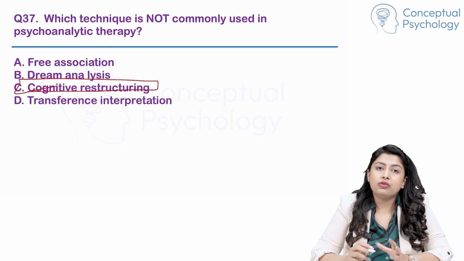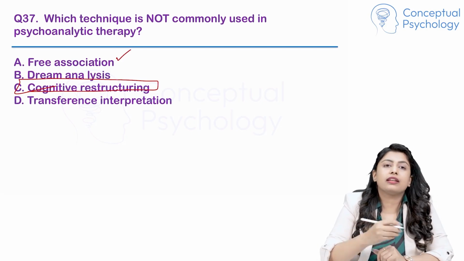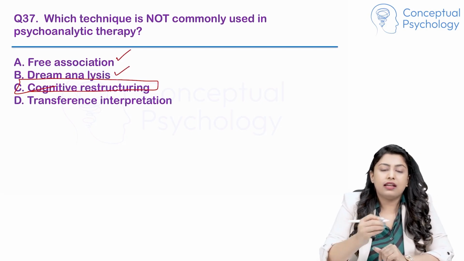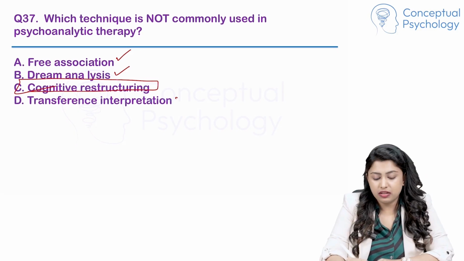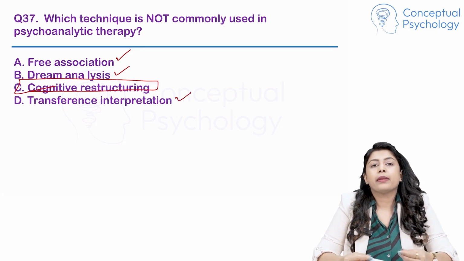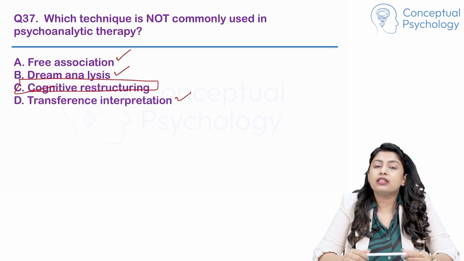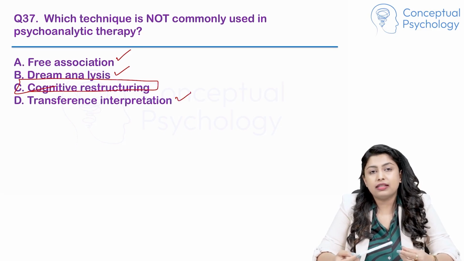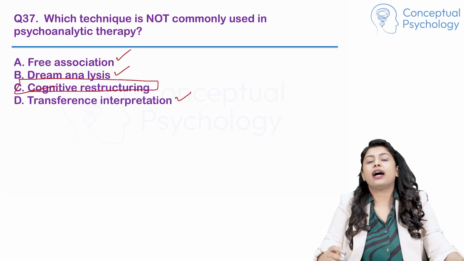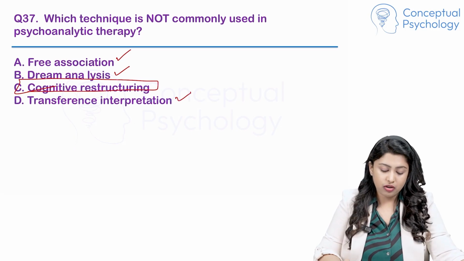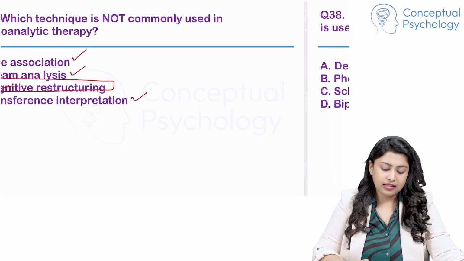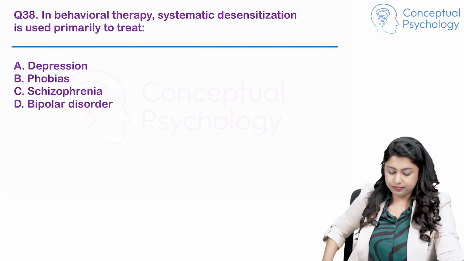So, free association is a core psychoanalytic technique. So is dream analysis and so is transference interpretation. Psychoanalytic therapy uses insight oriented techniques rather than direct thought changing approaches like cognitive therapy. Hence C is the right answer.